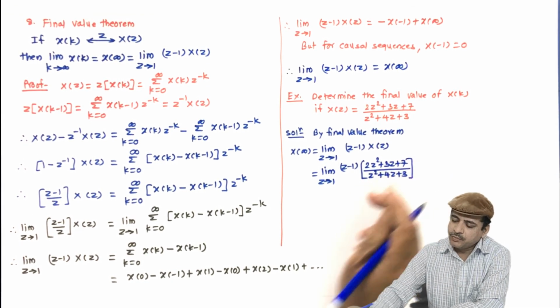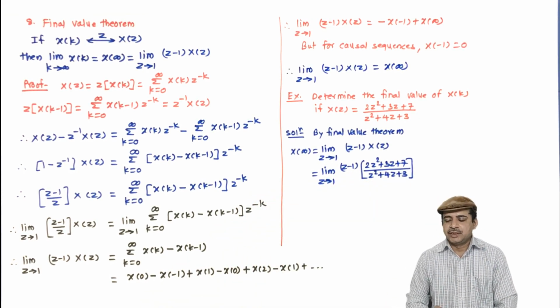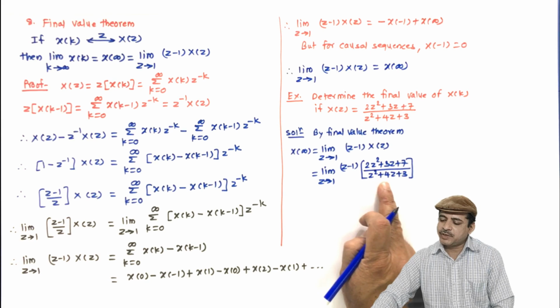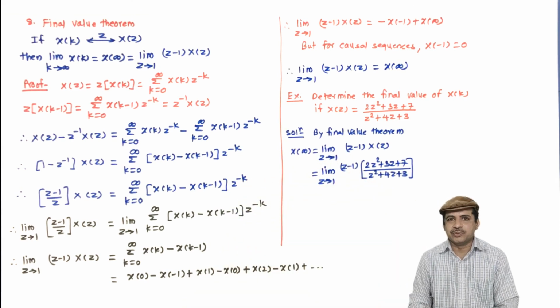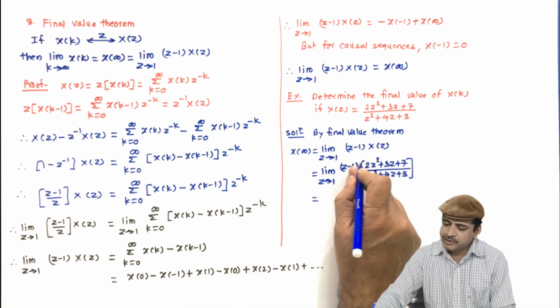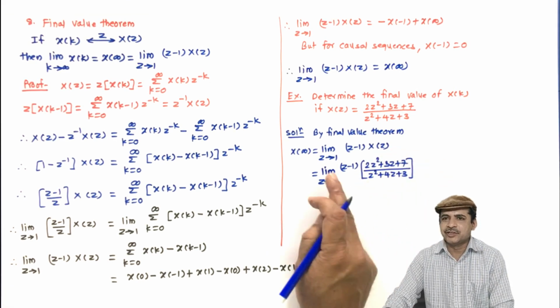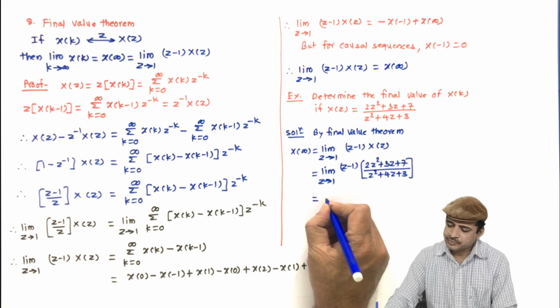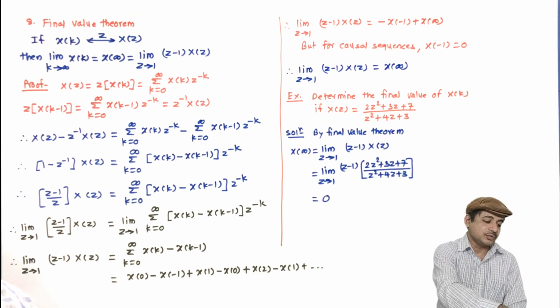Now before applying the limit, first check for possible cancellation. This denominator is z square plus 4z plus 3, which has roots (z plus 1) into (z plus 3). So this cancellation is not possible, and now we can apply the limits. If we apply the limits, this is 0, and 0 into anything is 0. So in this case, the final value is 0.